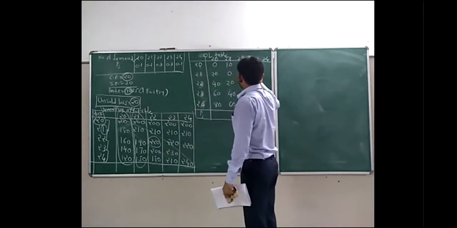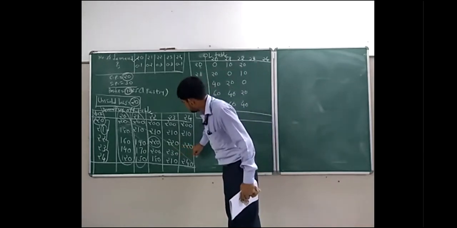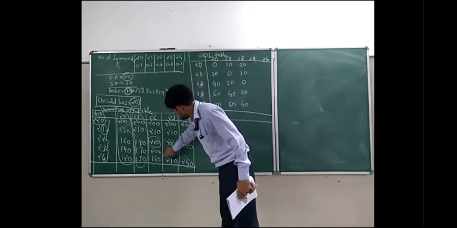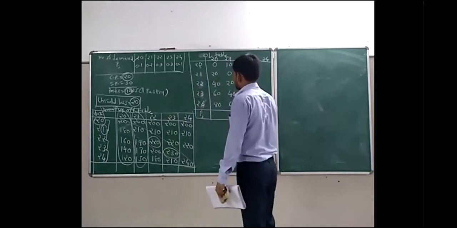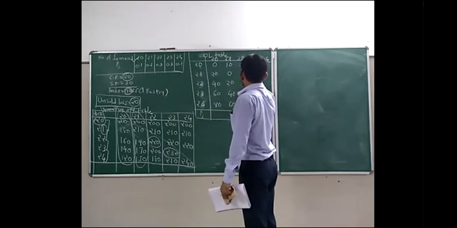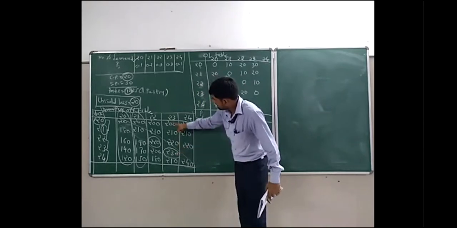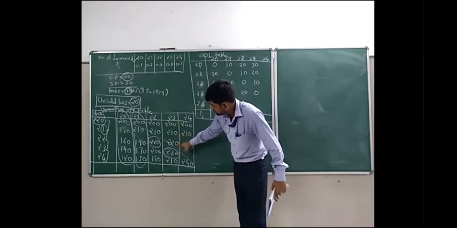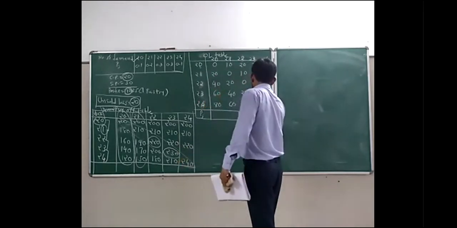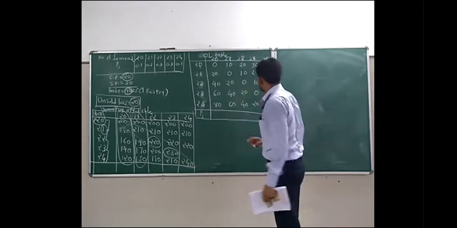Similarly, for the fourth column, maximum is what? Here it is 230. So subtract all from 230. So it is 30, then 20, then 10, 0. How? So 230 minus this, 230 minus 210, 230 minus 230, 0, and 230 minus 210 is 20. And for the last column, maximum is 240, so subtract all from 240.